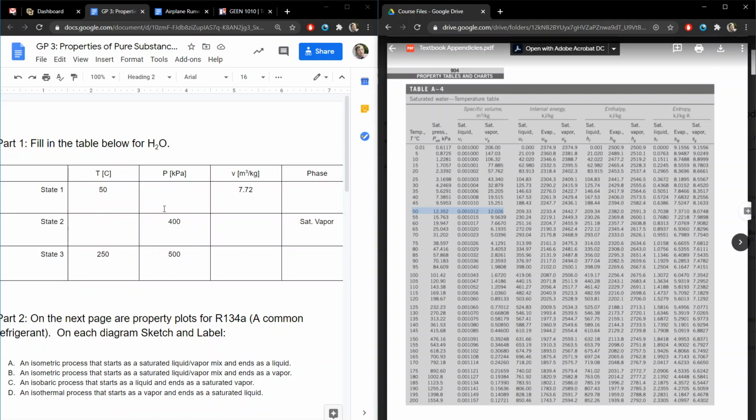My specific volume is 7.72, and so that's somewhere in between this 0.001 and this 12. And so that means I am inside the steam dome. I'm somewhere between a saturated liquid and a saturated vapor. So this table is the correct one to use. The confusion has been what pressure to use. Do you need to interpolate a pressure for this one?